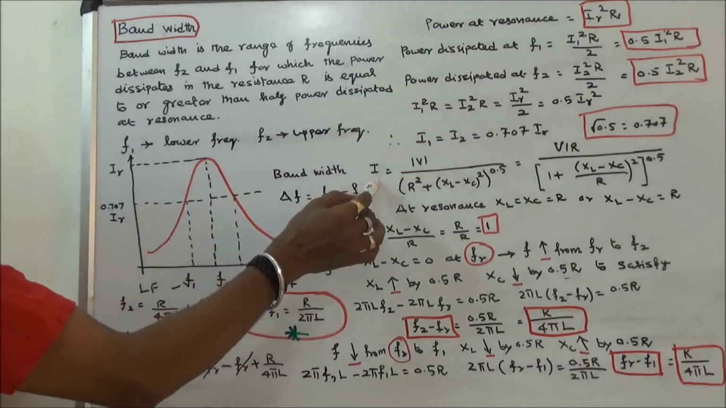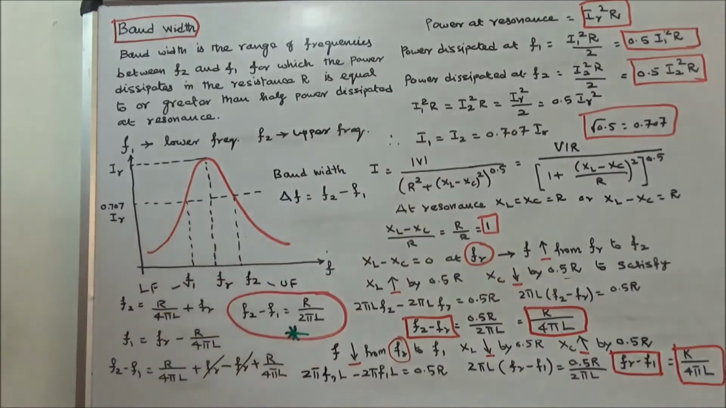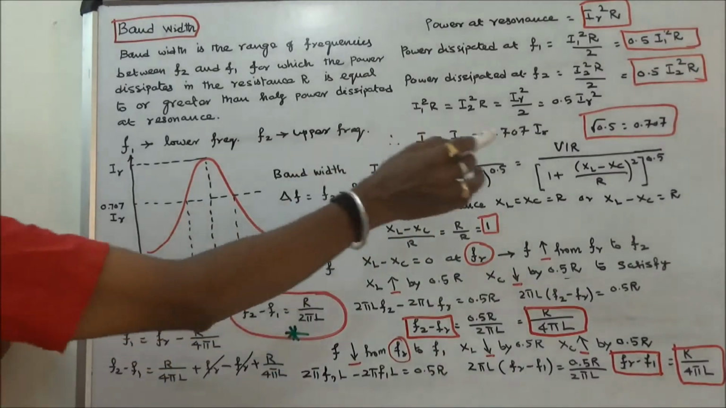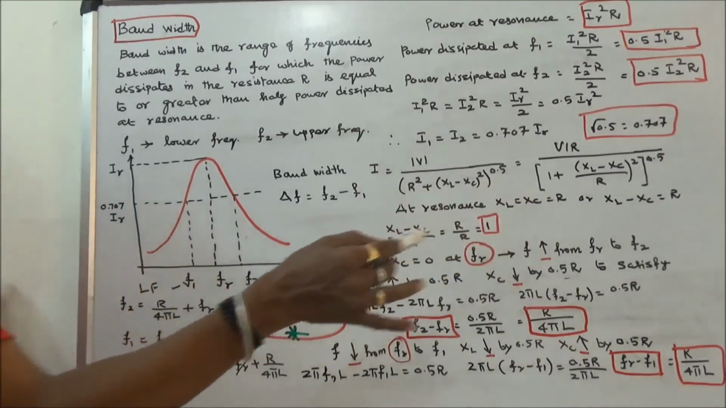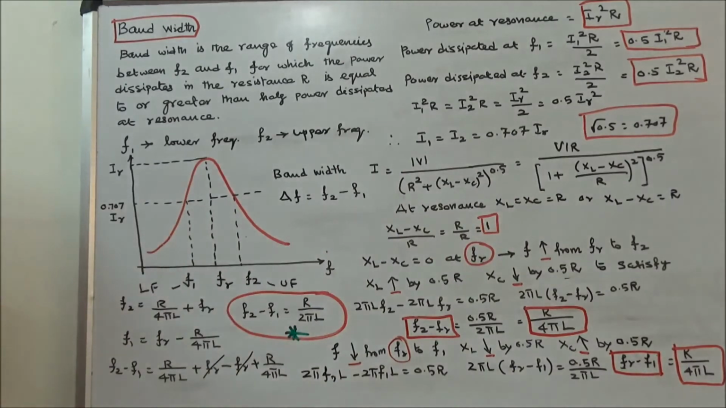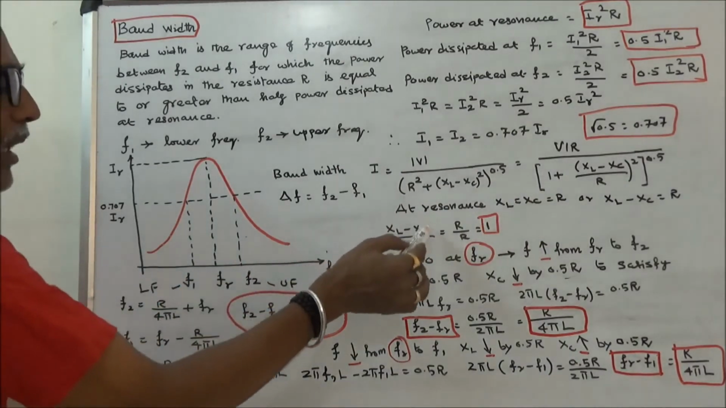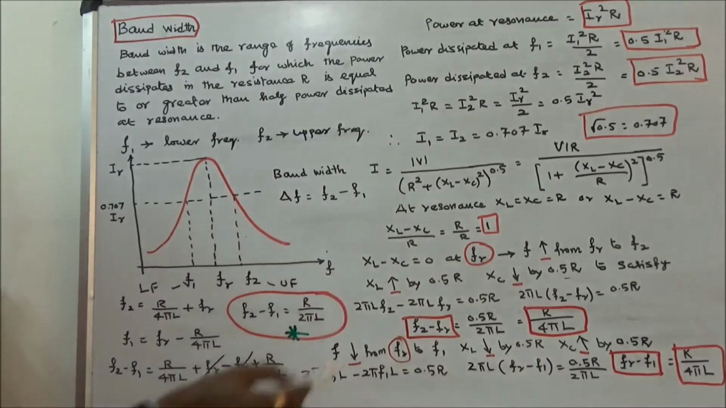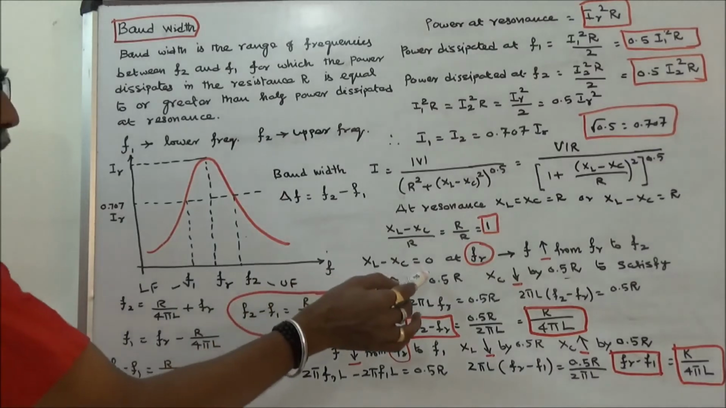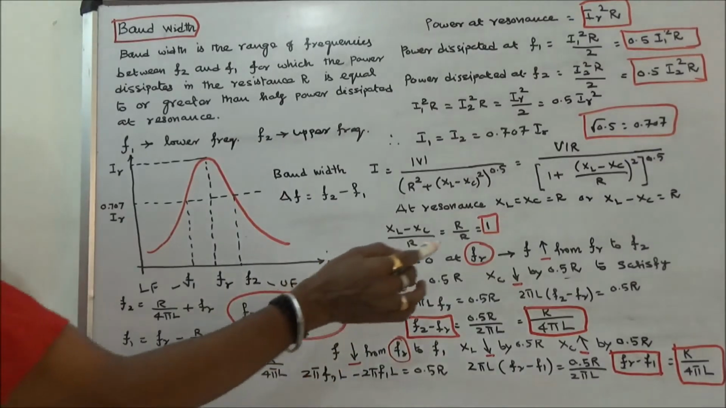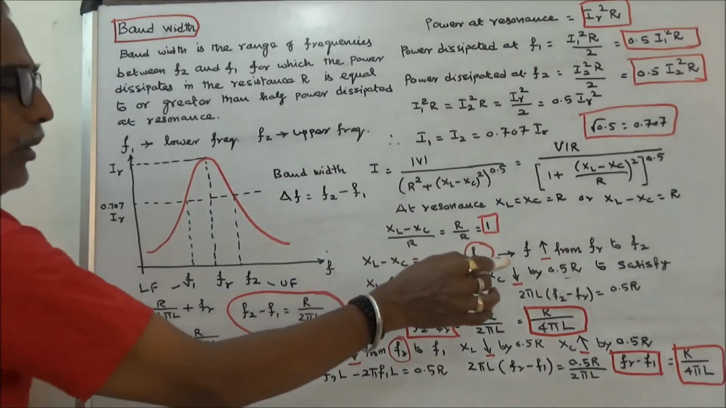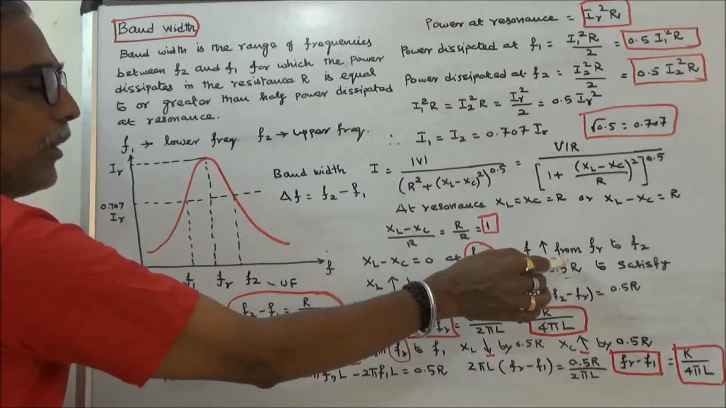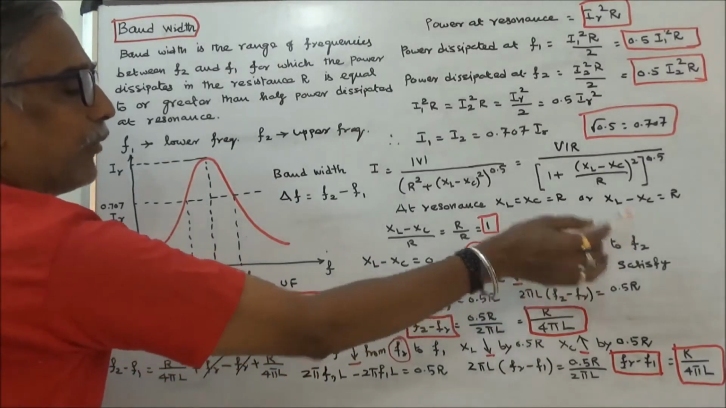I is equal to modulus of V divided by Z. I simplify it. At resonance, XL is equal to XC, so XL minus XC is equal to 0. In this case, the frequency increases from resonant frequency to F2.